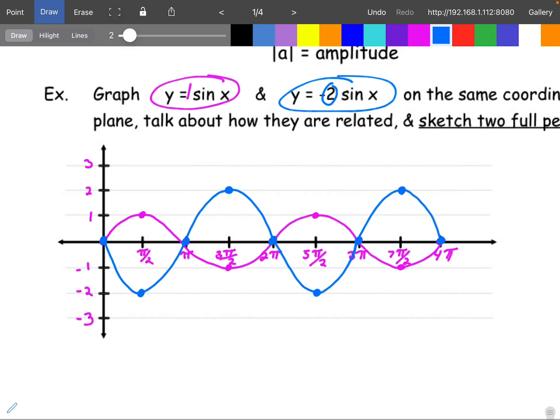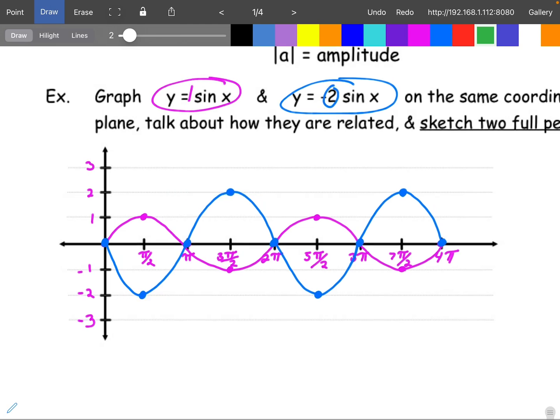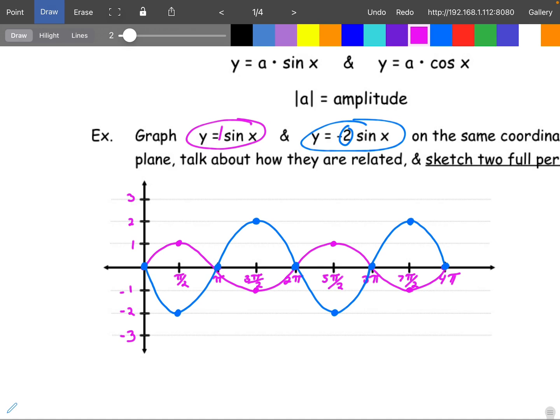And so there are 2 functions. We can see that the new function, our blue function, is definitely taller. It has a total distance of 4, and half of that total distance is 2, which is our amplitude. Okay, so I want you to go ahead and write in your notes that this original has an amplitude of 1, and our transformed one has an amplitude of 2, not -2, just 2.